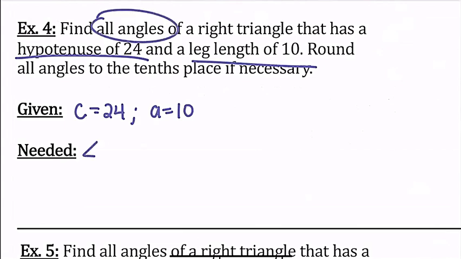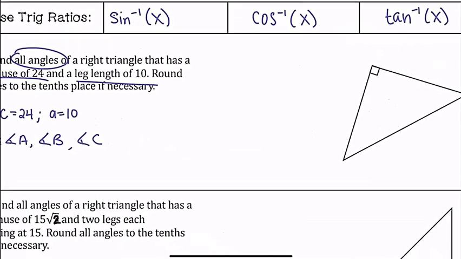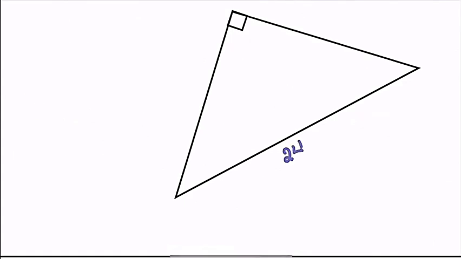We're looking for all the angles. We're just going to call those A, B, and C. And then I'm going to label my triangle. So I have 2 sides. I have the hypotenuse, that would be right here, 24. And then 10 can either go here or here. It doesn't matter which one. I'm just going to label ABC.